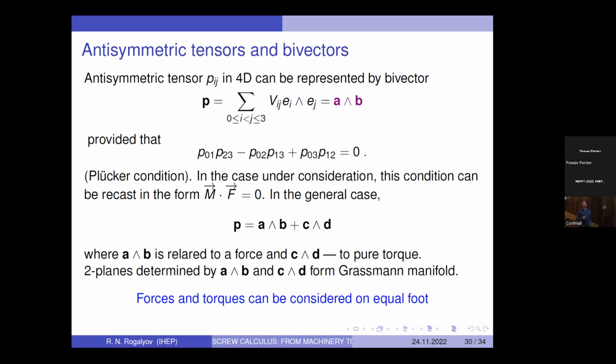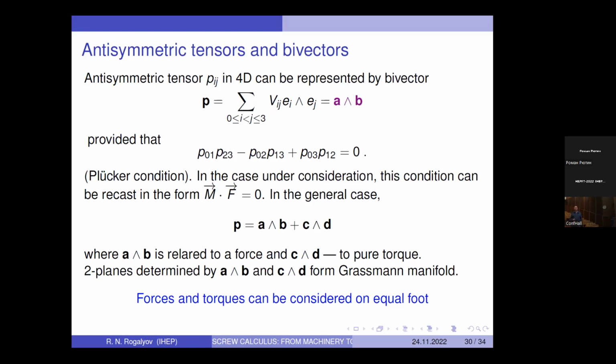Plucker discovered that only some of the antisymmetric tensors can be expressed in terms of B vectors. More precisely, only those tensors that satisfy Plucker's condition can be represented as B vectors. In our case, Plucker's condition relates to the orthogonality condition between force and its momentum.